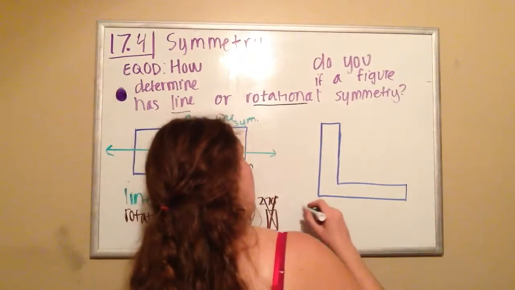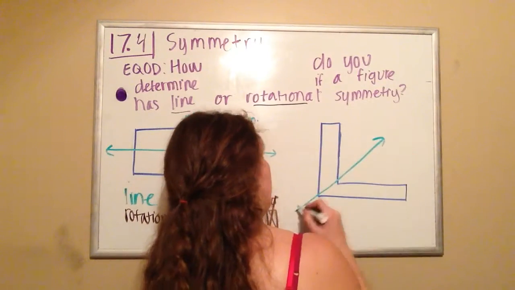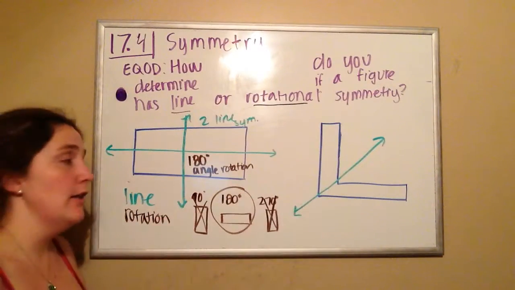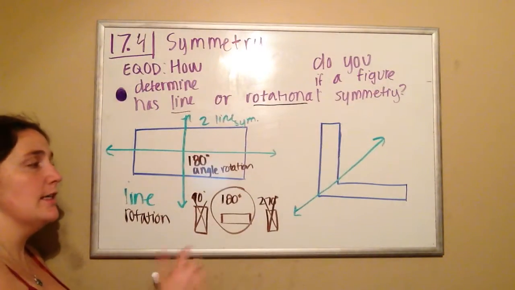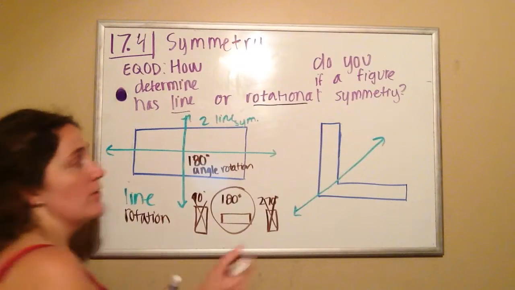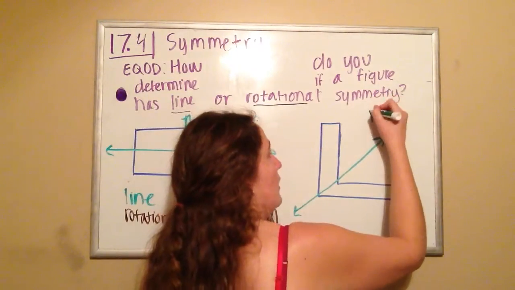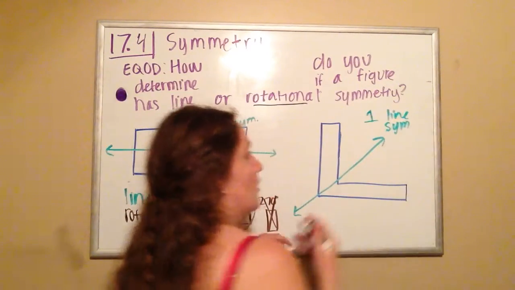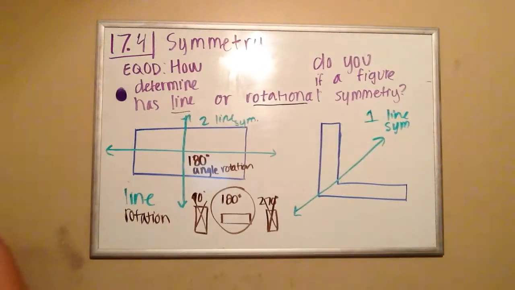But if I cut right there, if I folded it along that line, my two sides of my L are actually going to line up. If I reflected it over that line, it would make the exact same shape. So this has one line symmetry. Okay? And let's think about the angles of rotation.